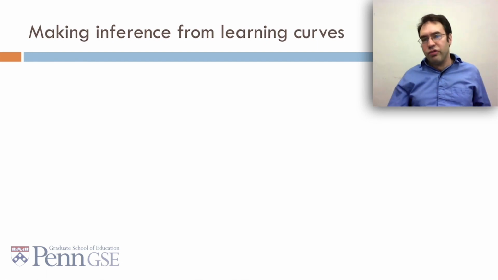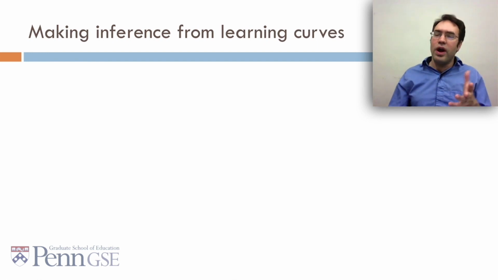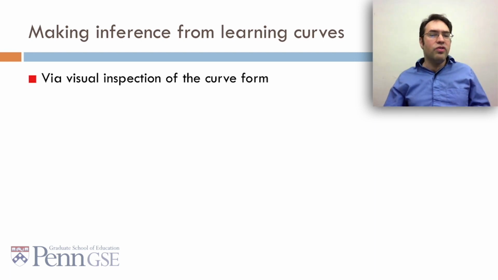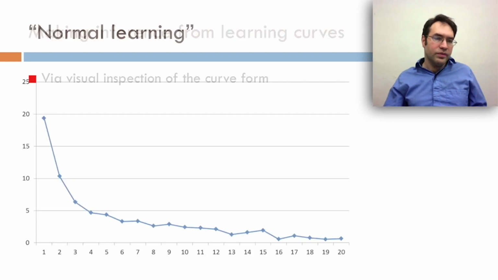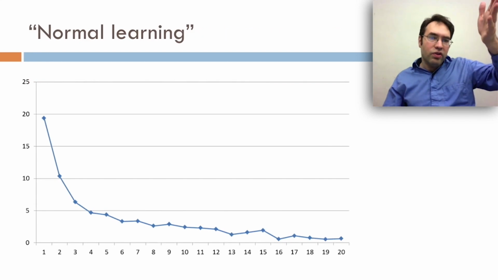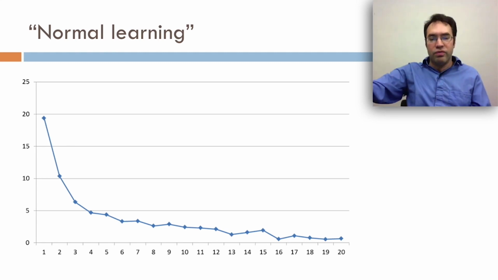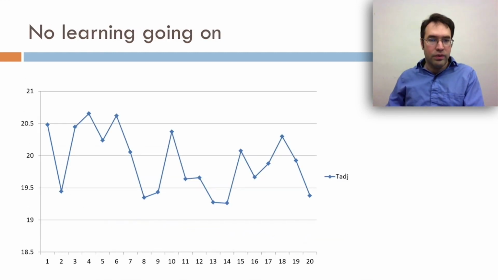So how can we make inference from learning curves? Why are they useful? Why are they more than just a cool little picture? Well, what you can do is visual inspection of the curve form. So, for example, here's normal learning. You can see that the student goes down rapidly at first and goes towards an asymptote later.